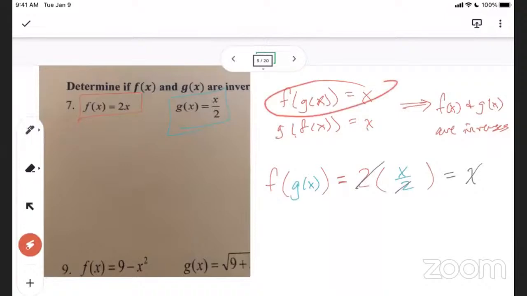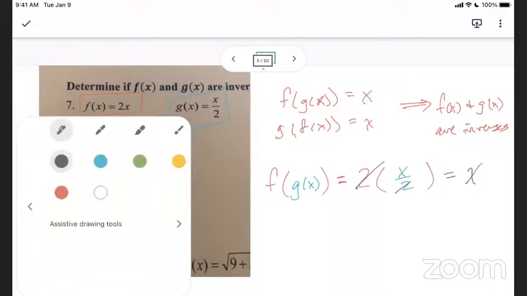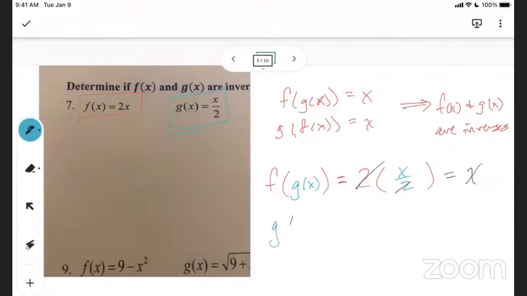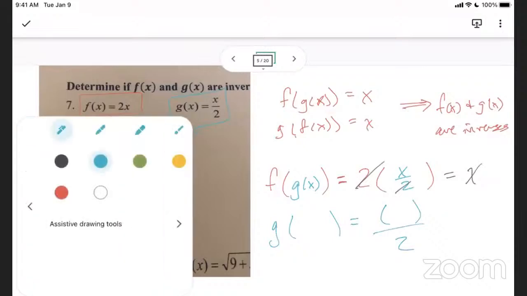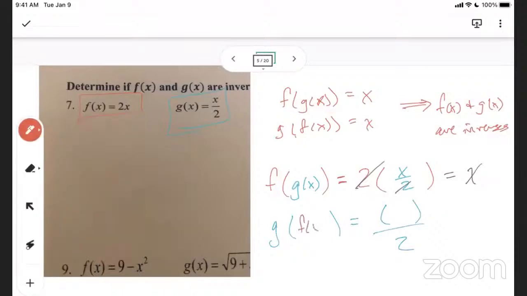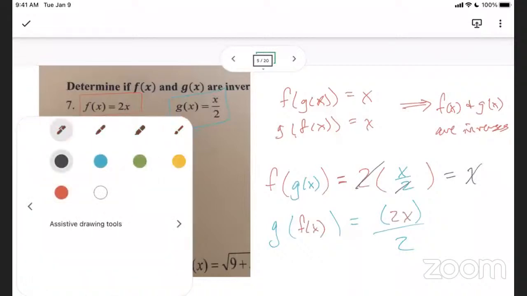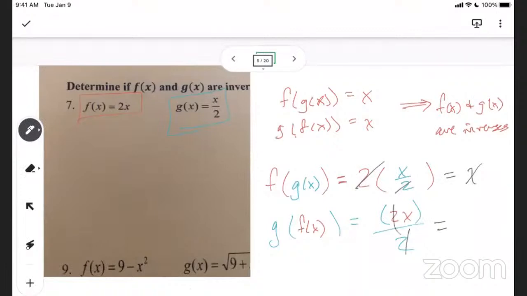But am I done? No. I have to do g of f of x. And how do I do that? I plug in f of x everywhere for g. So I plug in 2x. They cancel and it's x. Look at that, they cancel out and I get x. So are they inverses? Yes, they are.